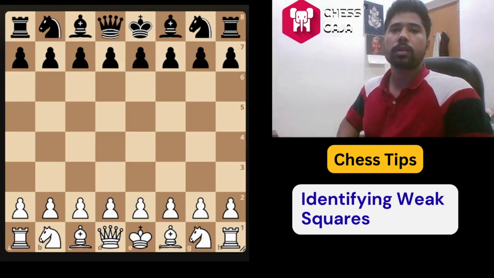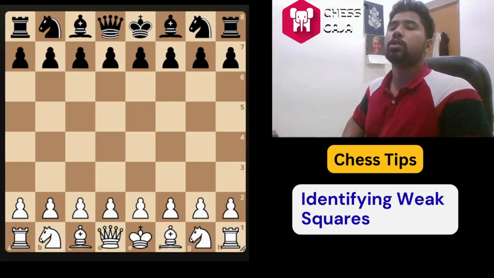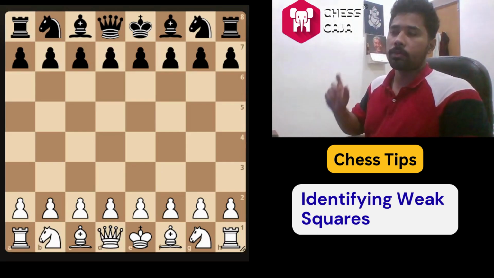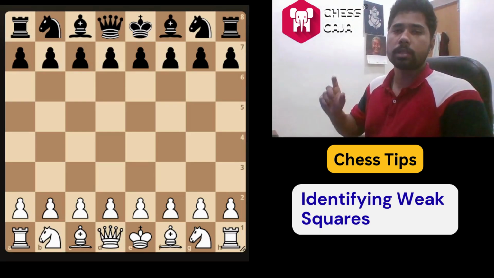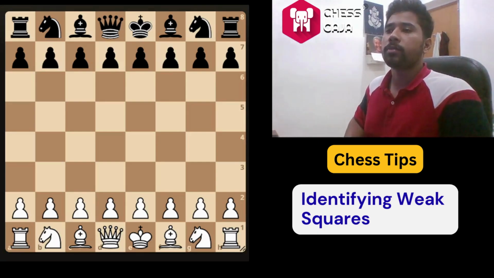And these weak squares will also make sure that your position will be very bad in the situation, especially during the game, where the weak squares are present, the pawn or the piece in front of it will be extremely weak and will be vulnerable to attacks quickly and easily.